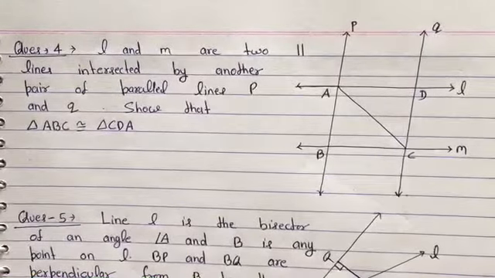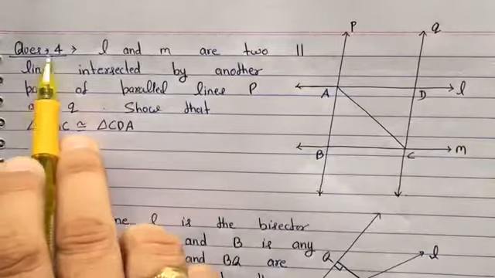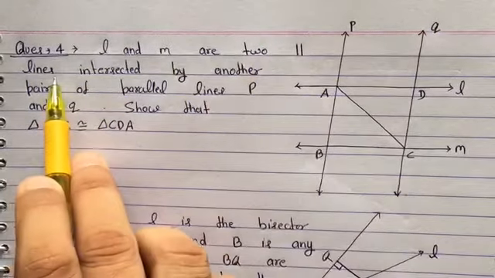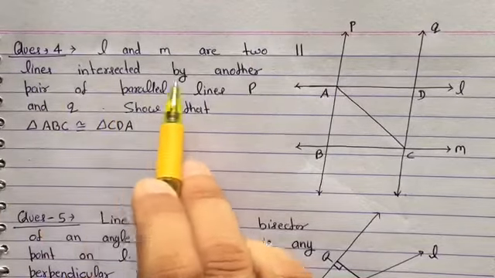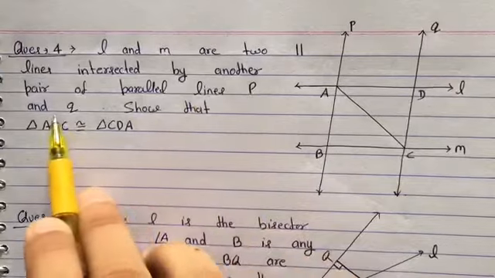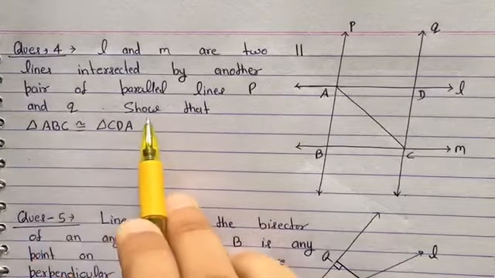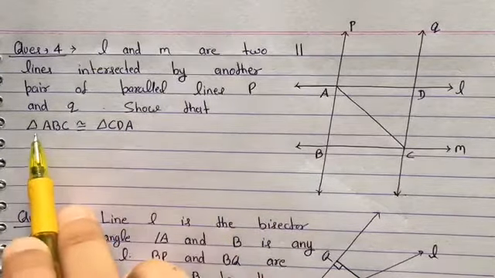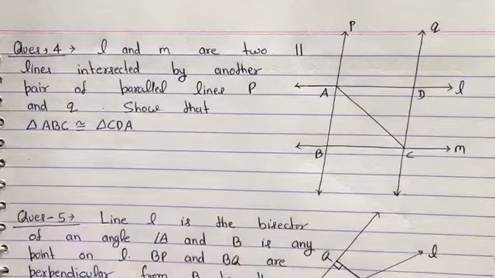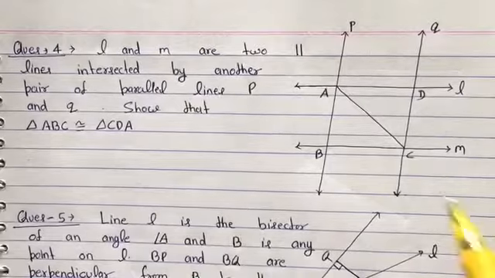This is question number 4. L and M are two parallel lines intersected by another pair of parallel lines P and Q. Then we have to show that triangle ABC is congruent to the triangle CDA. Clear?